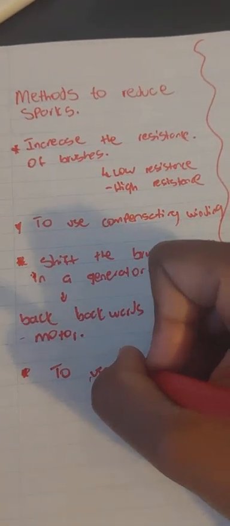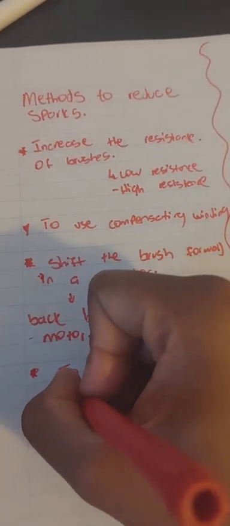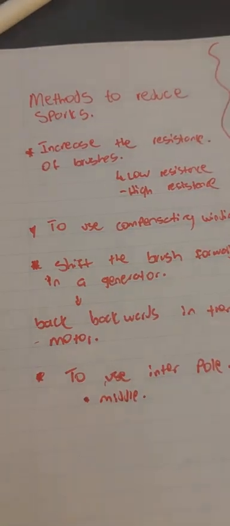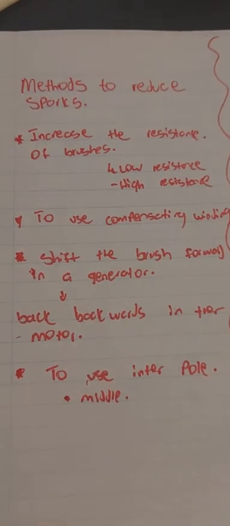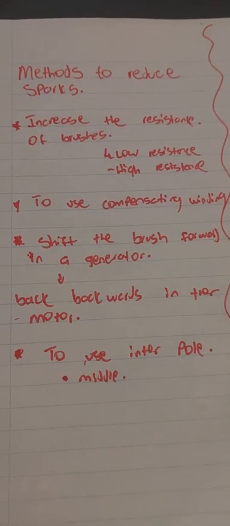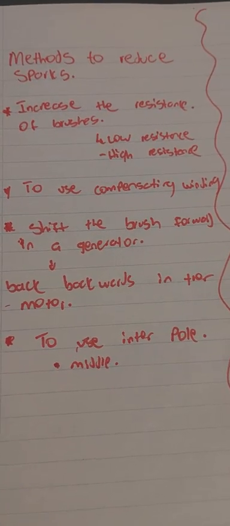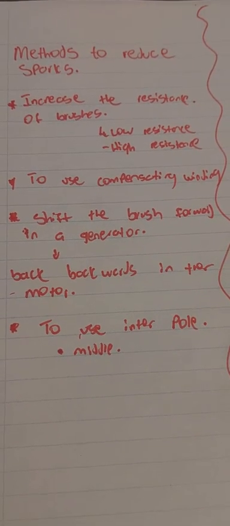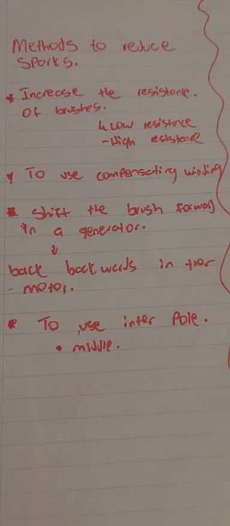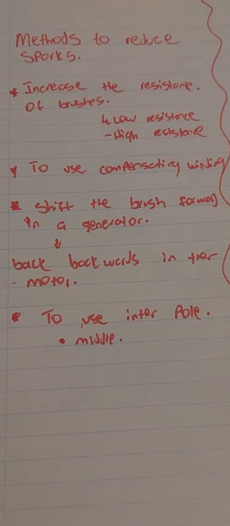And the last but not least is to use interpoles. Interpoles are connected in the middle between the other poles in the magnetic field, guys. So the first one is to increase the resistance of the brushes, removing the lower resistance ones for higher. The second is to use compensating windings. The third is to shift the brushes forward in a generator and backwards in a motor. And the fourth is to use interpoles, which are connected in the middle within the magnetic field.